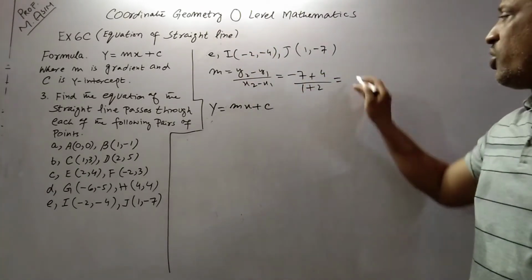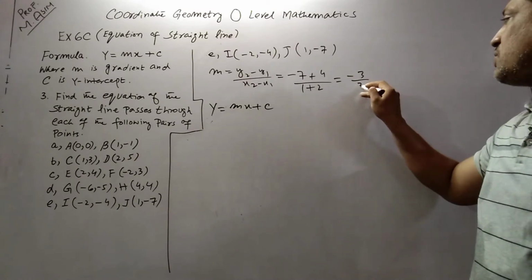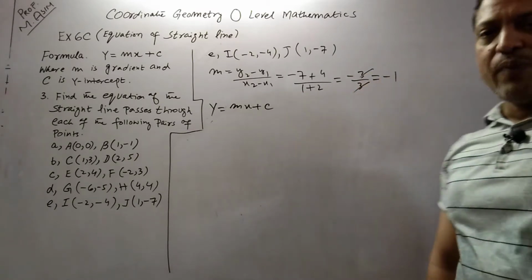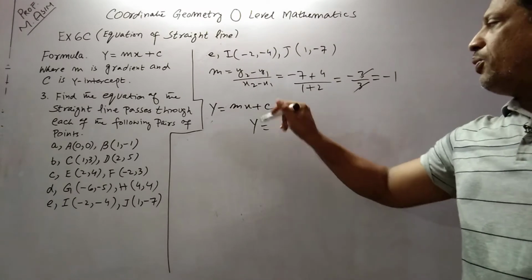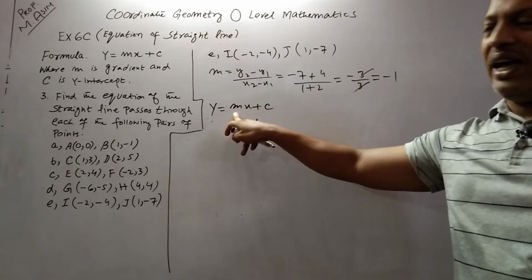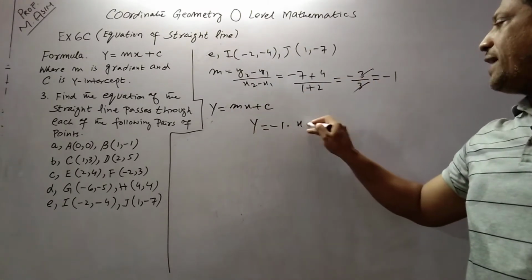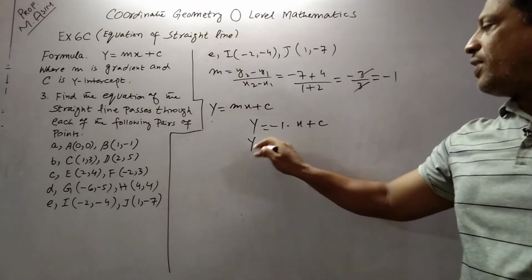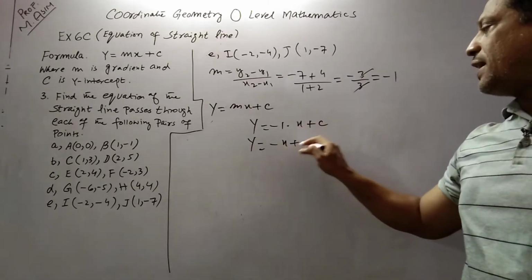Minus 7 plus 4 is minus 3. 2 plus 1 is 3. 3 cancels with 3. Answer is minus 1. Now put this value of m in the general formula. M is minus 1 dot x plus c. Answer is y is equal to minus 1 into x, minus x plus c.